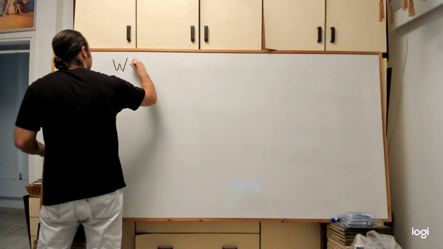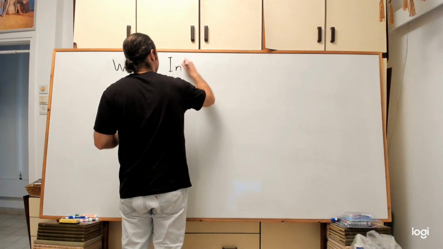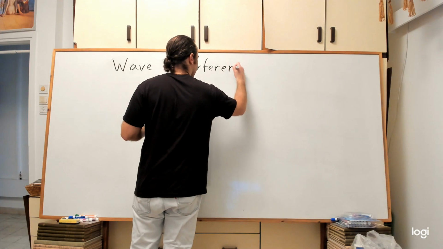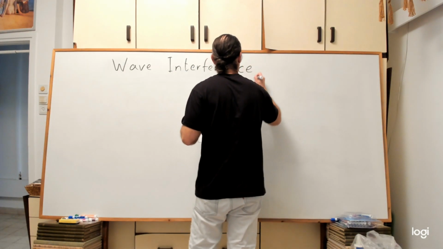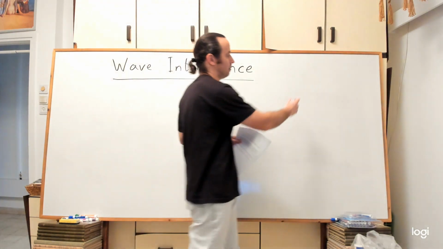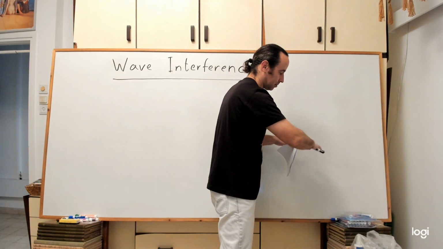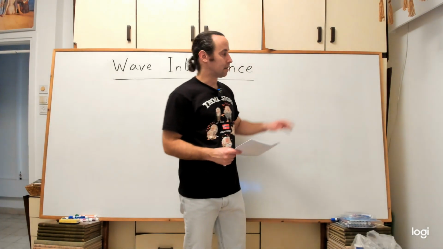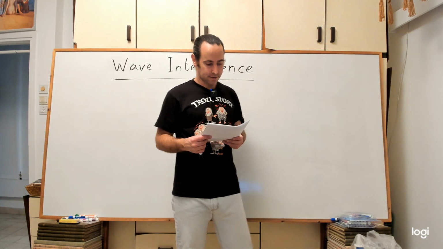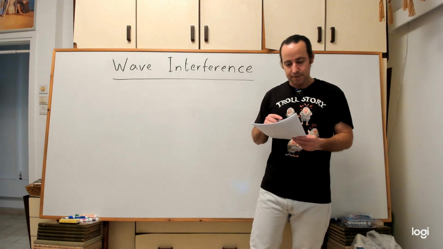Wave interference. This is what I explained here with the two waves that make each other stronger, or the two waves that make each other flat. Okay, this is constructive interference and destructive interference. Okay, so you can see in Wikipedia, wave interference.